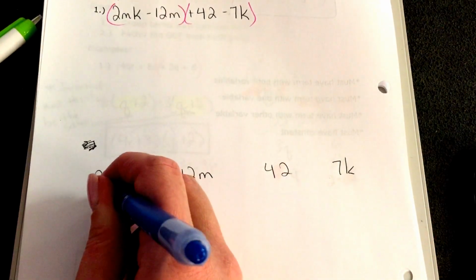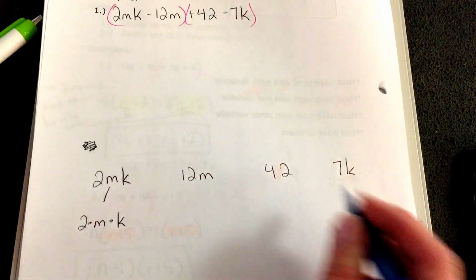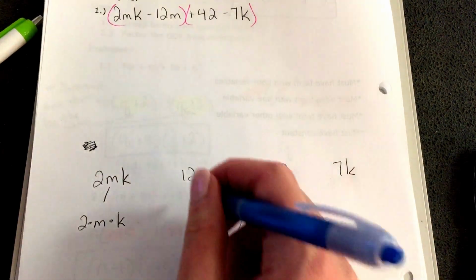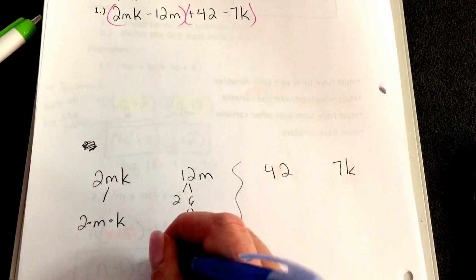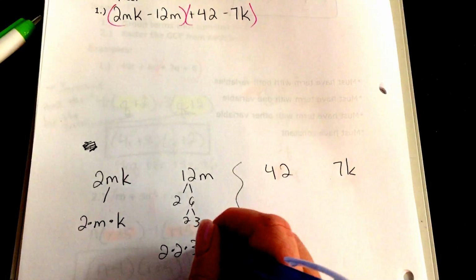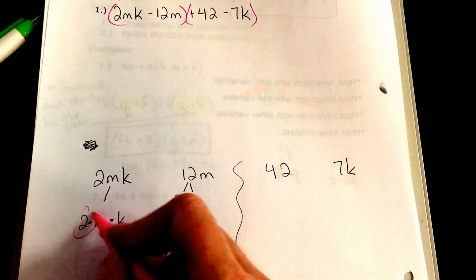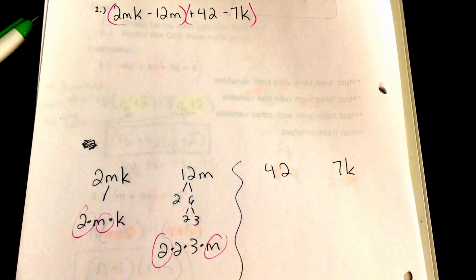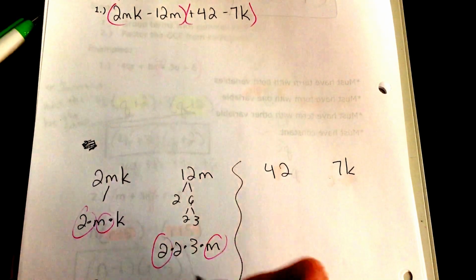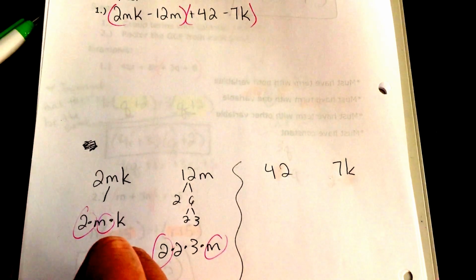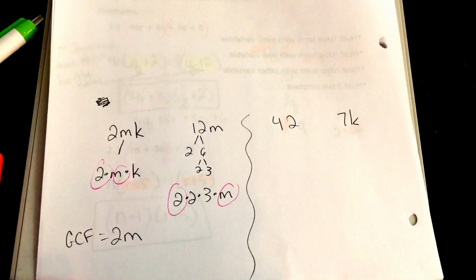So this goes to 2 times m times k. 12 is 2 and 6 and 2 and 3. So 2 times 3 times m. So my GCF on this one is 2m. My GCF right there is 2m.